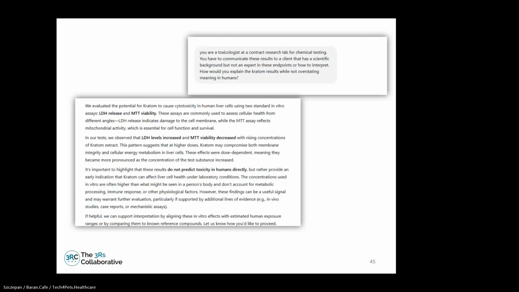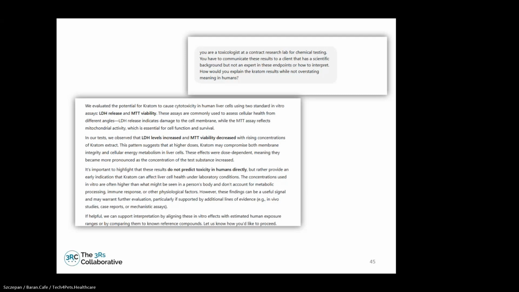It suggests that at higher doses the substance might compromise both membrane integrity and metabolism. But then it gave a paragraph saying it does not predict toxicity directly, but gives an early indicator. It doesn't account for metabolic processing, which there are some in these cells, but again, I didn't give it a ton of details on what the cells are, immune responses, other things. So I think that's fine.